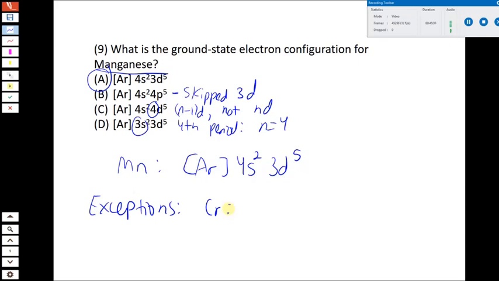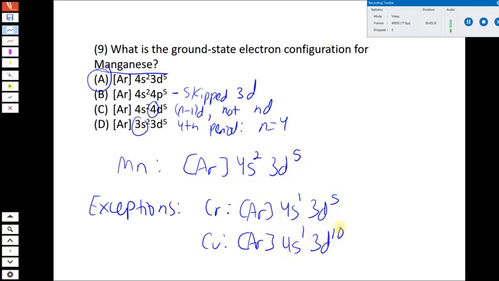We would predict that it's 4s2 3d4, but in reality it's 4s1 3d5. So this one violates the Aufbau principle because we take 1 electron from the lower energy 4s and put it up to the 3d. So again, we would predict s2 d4, but we move 1 electron up. And then copper, we would predict 4s2 3d9, but we get 4s1 3d10.